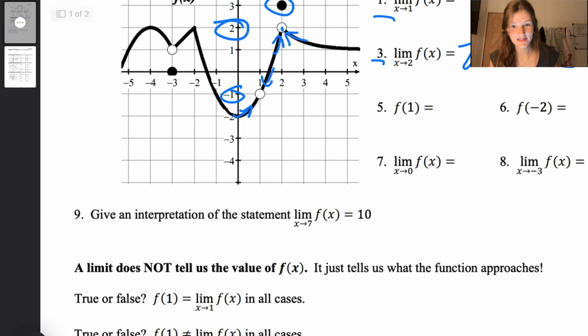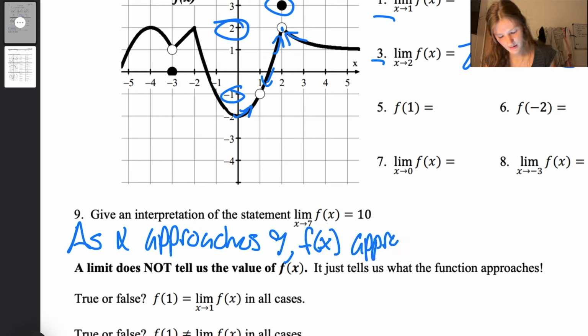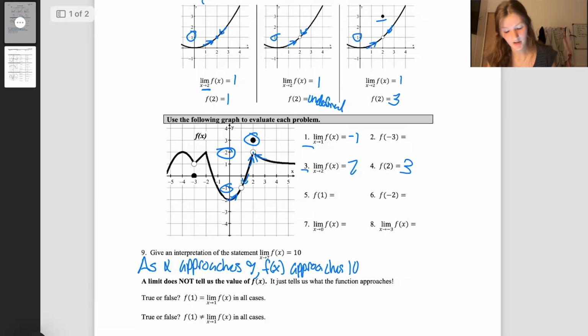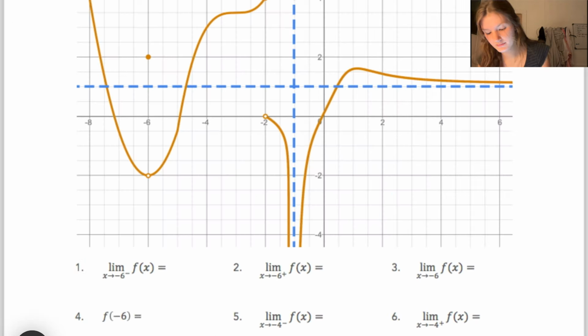Given interpretation, this is the same statement as it was above, so as x approaches 7, f of x approaches 10. Okay, that's all we really need to know for this beginning lesson because, guys, this is super simple.